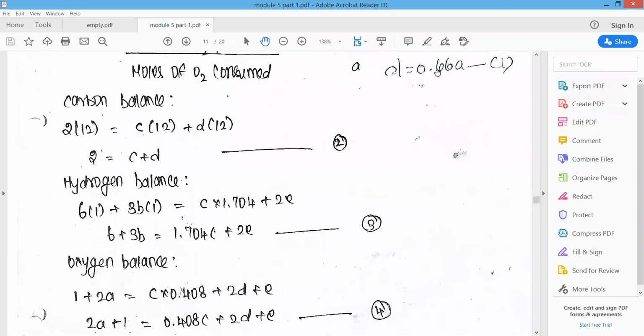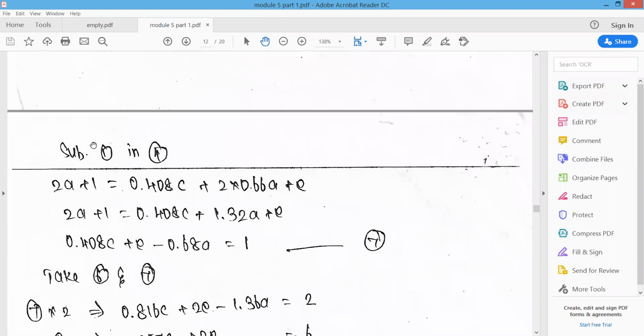So first what we will do is substitute the first equation in the fourth equation, so that B can be converted into A. So substitute 1 in 4. After substituting and solving, you will get 0.408C plus E minus 0.68A is equal to 1.